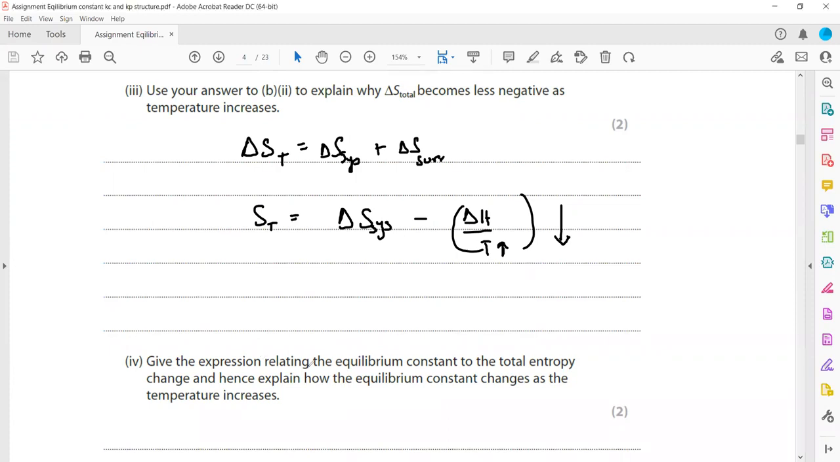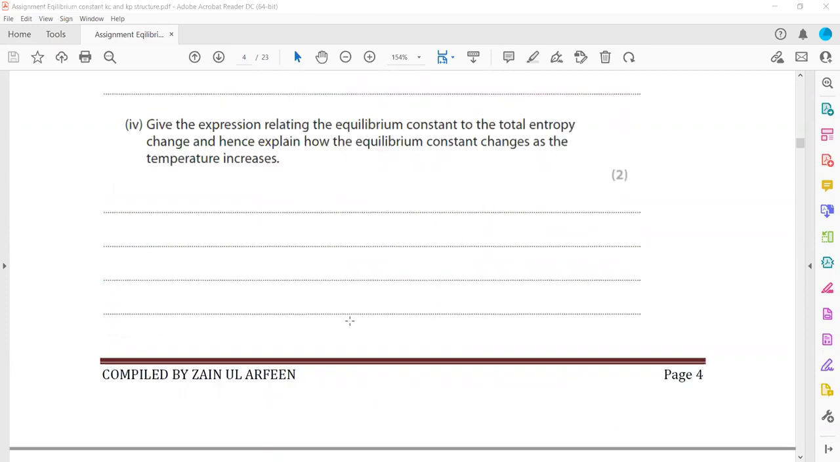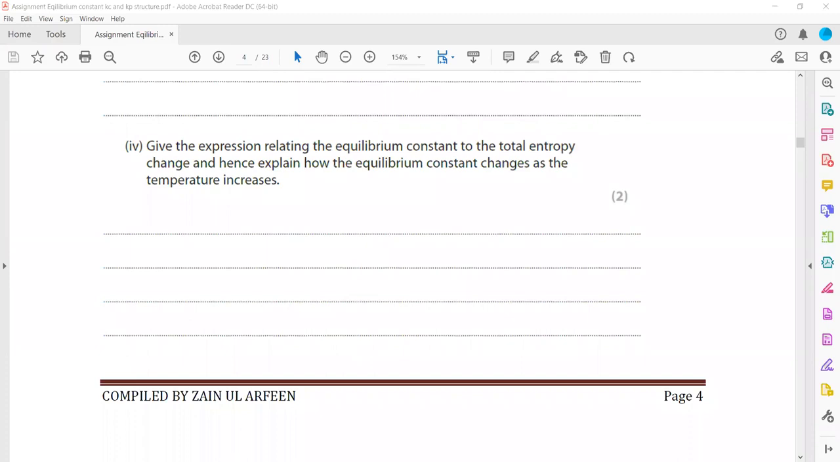And given the expression relating the equilibrium constant to the total entropy, how does the equilibrium constant change as the temperature increases? So what is the relation? The total entropy is equal to R ln K. It means K increases with the temperature. So the total entropy of the system plus surroundings is equal to R ln K. So when the value of K increases, the total entropy of the system and the surroundings will also increase.